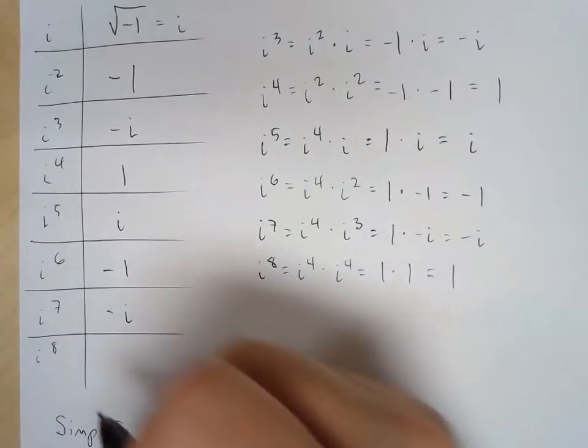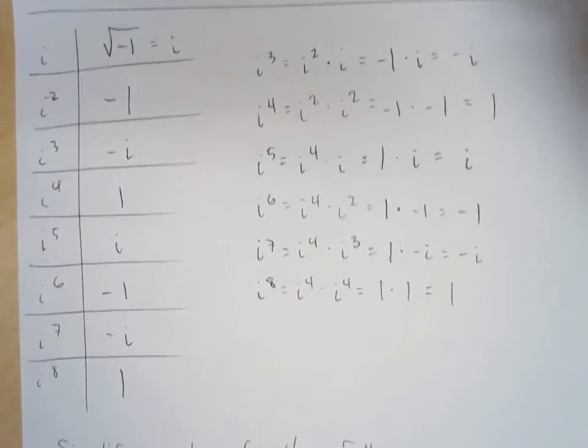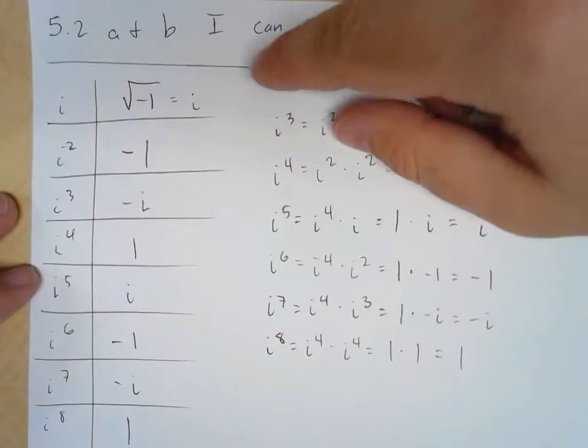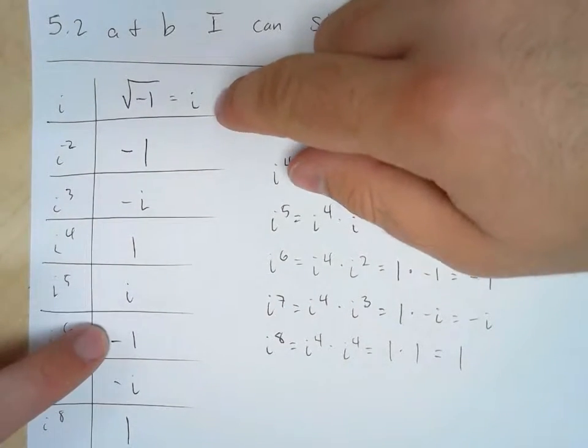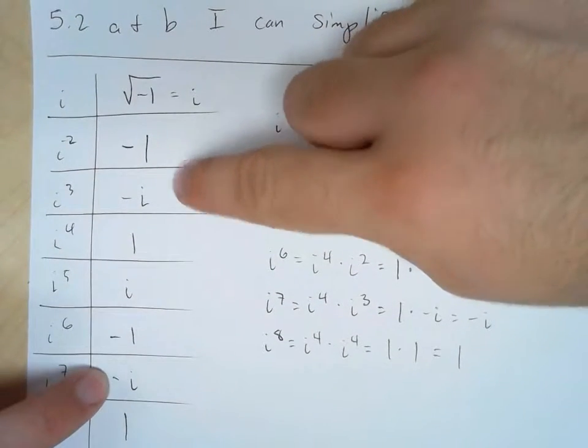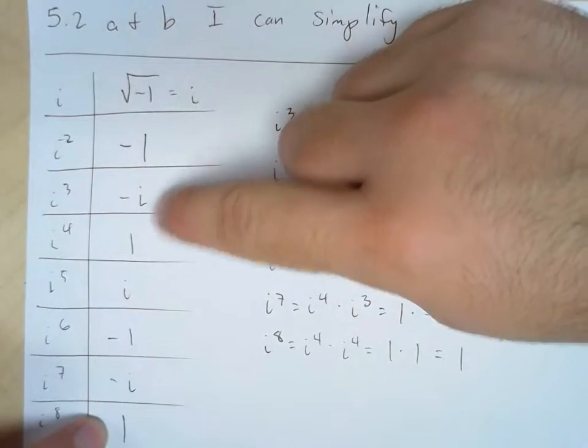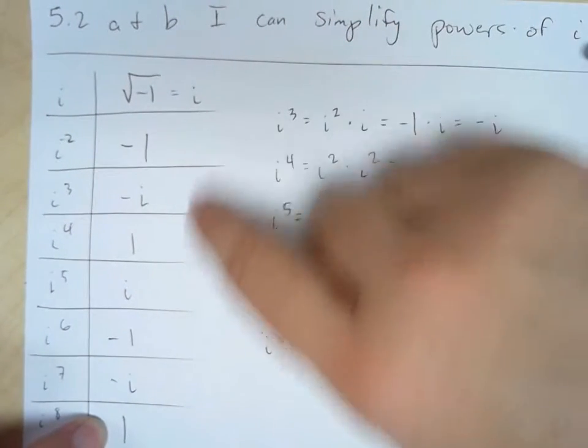Okay, so what we're looking at then is a pattern. I notice that I have i, and then the next one is -1, and then the next one is -i, and the next one is 1, and it's going to repeat itself over and over.